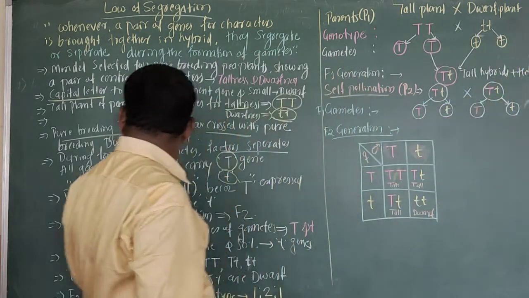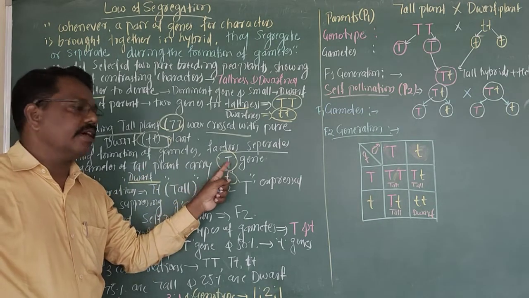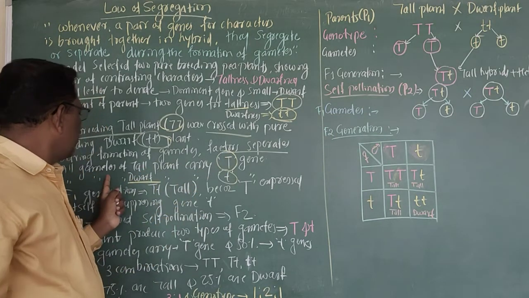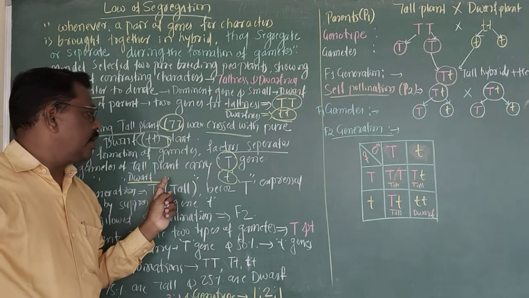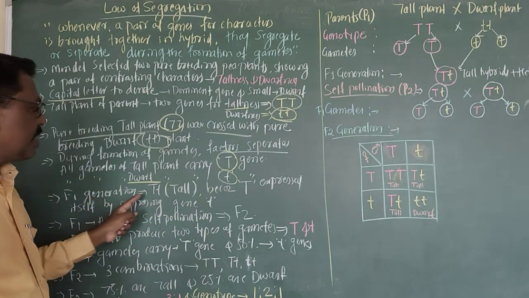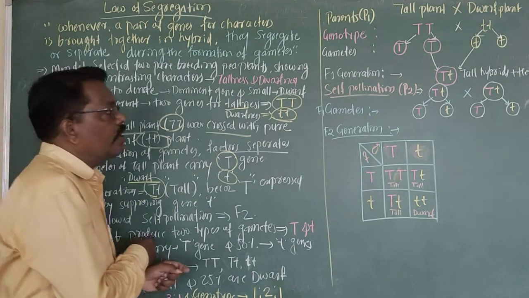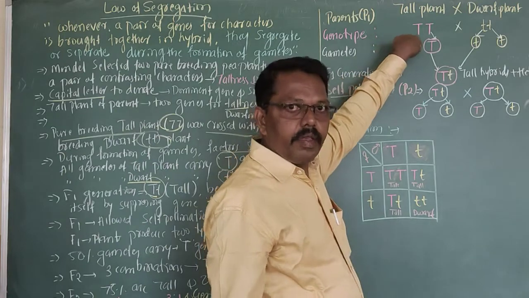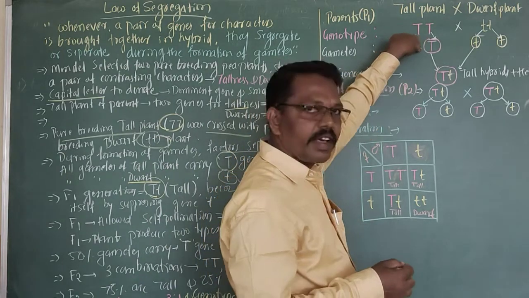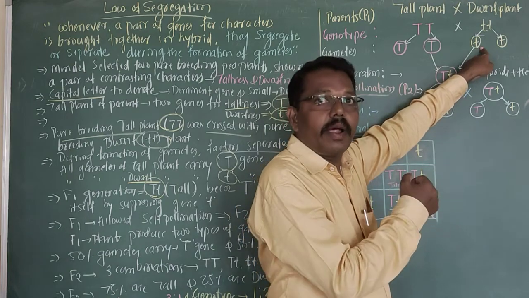Okay, that is, all the gametes of the tall plant, they will carry the capital T. All the gametes of the dwarf plant, they will carry the small t gene. Okay. Then the F1 generation, which one? We want to get what? Capital T, small t. Here, this gamete, you must just remember, this one is a pollen grain of one plant. This one is an, which one? Egg of the dwarf plant. Okay.